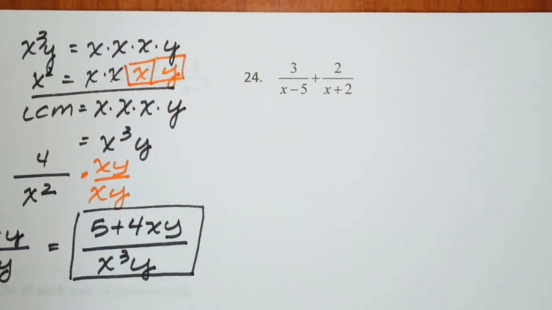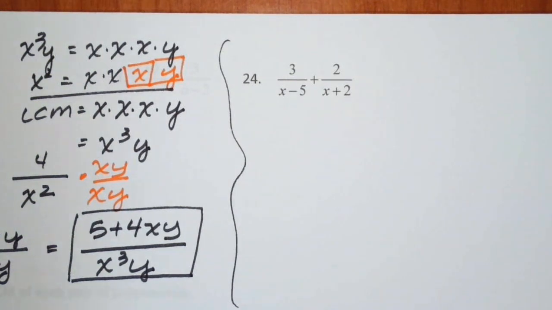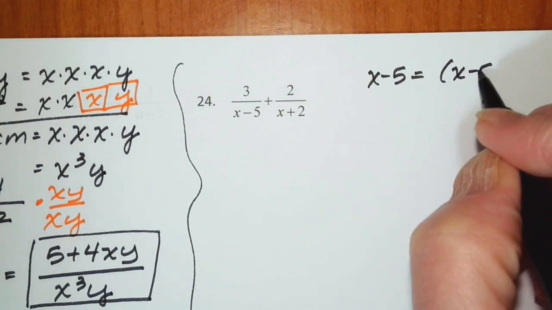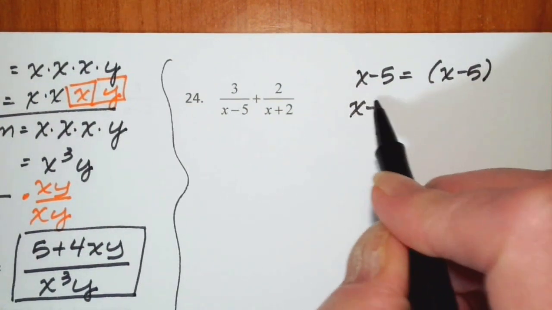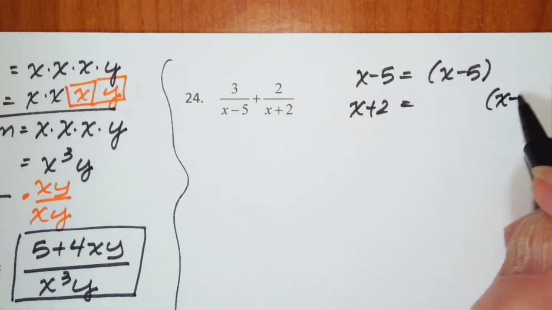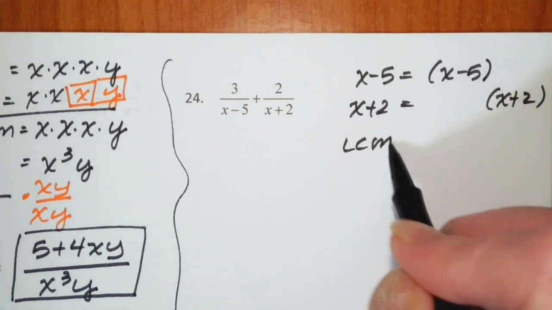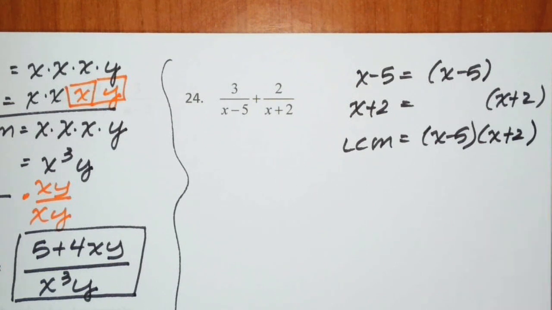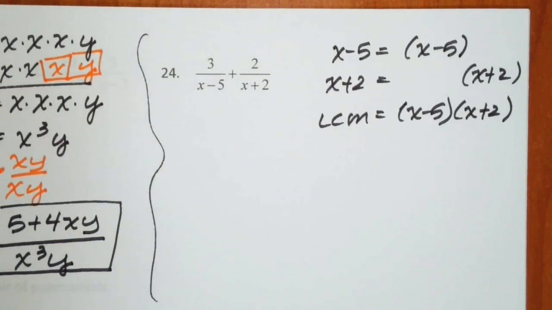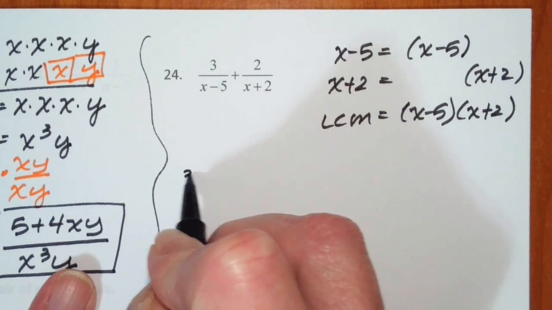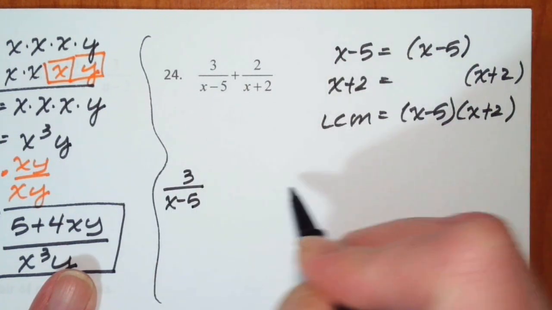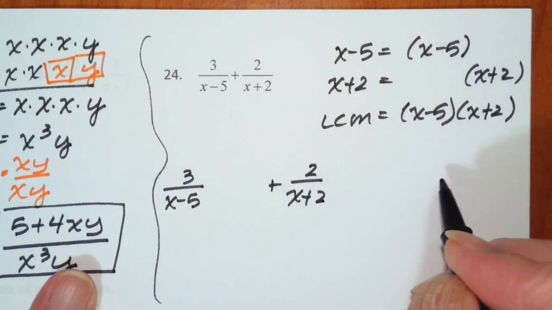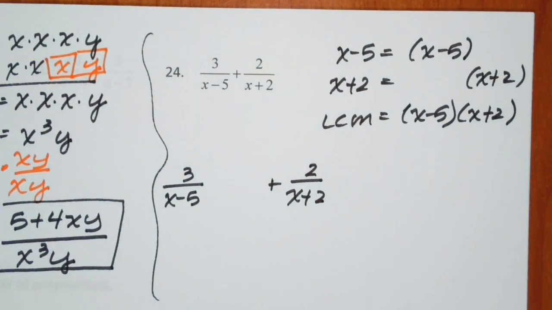These do not have a common denominator. So I'm going to have to find the LCM. Well, x minus 5, that's a prime factor, so it's just x minus 5. X plus 2 is a prime factor, so it is just x plus 2. So my LCM has to have an x minus 5, and it has to have an x plus 2. Okay, so I'm going to have to take 3 over x minus 5 and multiply it by something, plus 2 over x plus 2 and multiply it by something to turn these into a common denominator.